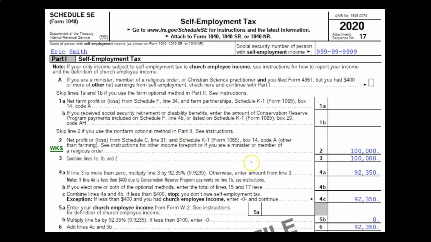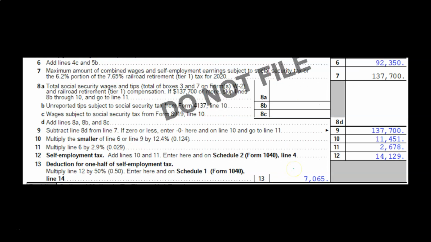It's going to be calculated then on the net income. We'll go into that in a bit more detail in a future presentation, but the calculation here, we get down to the actual tax, which is the 14,129. So that would be the tax that was calculated. That's going to be on page 2 of the 1040, adding to the federal income tax that we had.